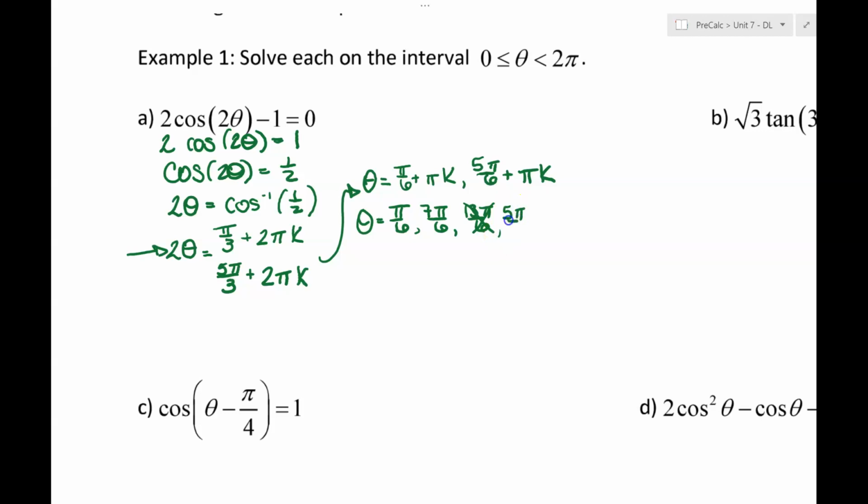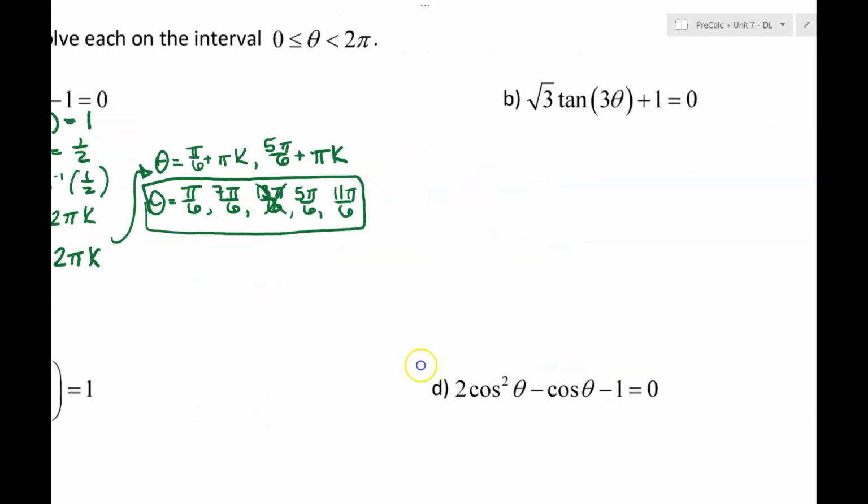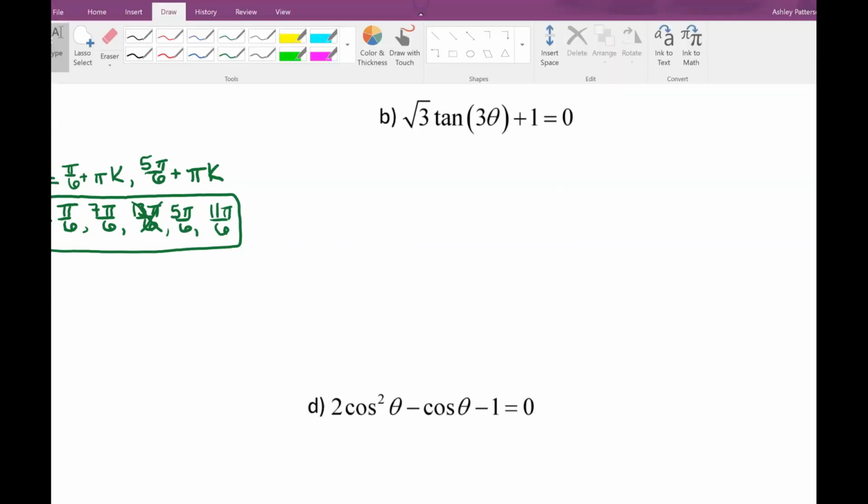We then have 5 pi over 6, and if I add pi over 6, common denominators is 6 pi over 6, we get 11 pi over 6, and I know that that's 1 pi away from 12, so these are my 4 solutions. How do you know when you found all your solutions? If your ratio goes beyond 2 pi, which is the given restriction. Okay, let's try another one.